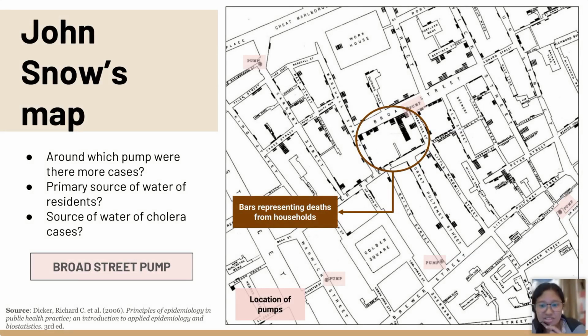Looking at the map, he saw that there were a higher number of deaths around the pump along Broad Street. So he then did interviews and found out that the primary source of water of the households in the area was also the Broad Street pump. To confirm that the Broad Street pump was really the source of the outbreak, Snow gathered information on where the persons with cholera had obtained their water. And he noted that the common factor among the cholera patients was the consumption of water from the same pump.